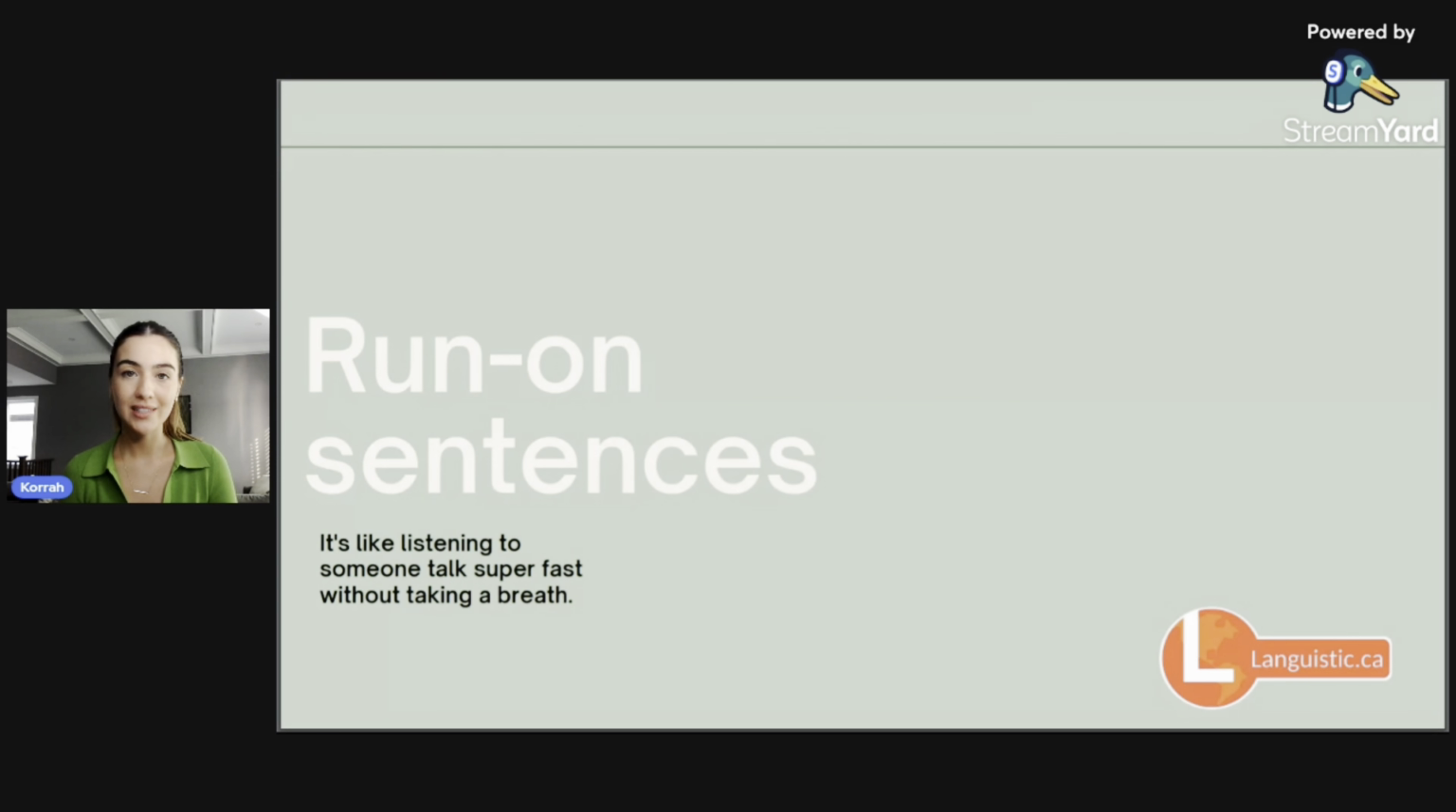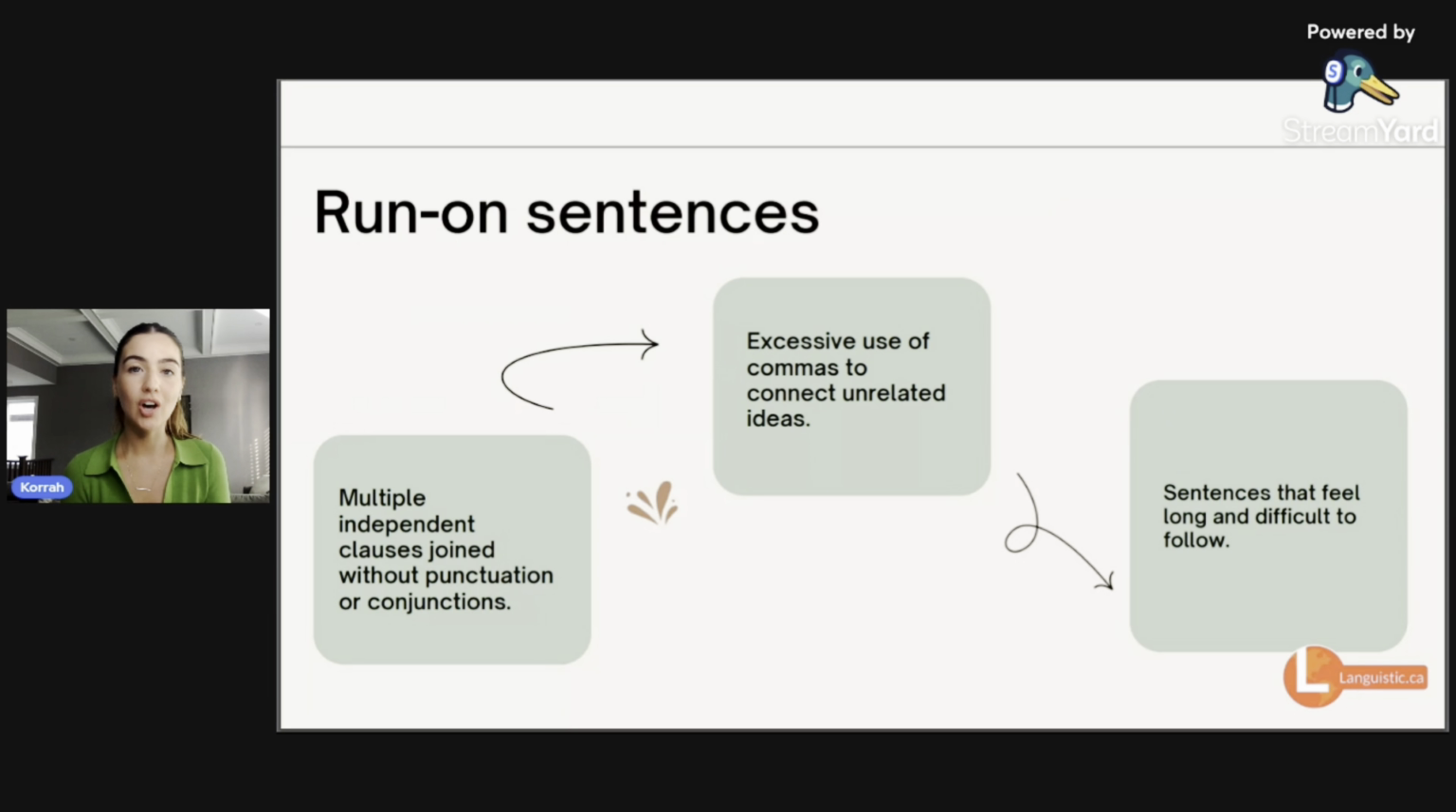What are run-on sentences? These are kind of like the opposite of sentence fragments, because it's multiple complete ideas in a sentence without proper conjunctions or punctuation. It's like listening to someone talk super fast without breathing, and you don't know what they're saying because they just keep going. An independent clause can stand on its own. We don't really want to have multiple ideas that can be on their own linked into one. It's best to separate them for clarity.